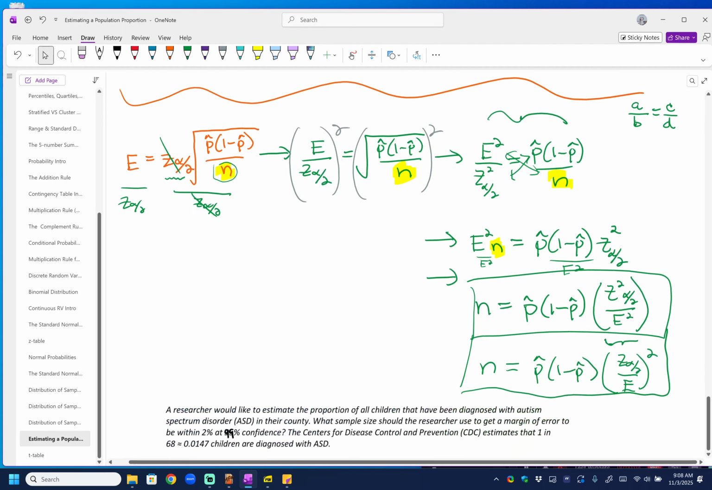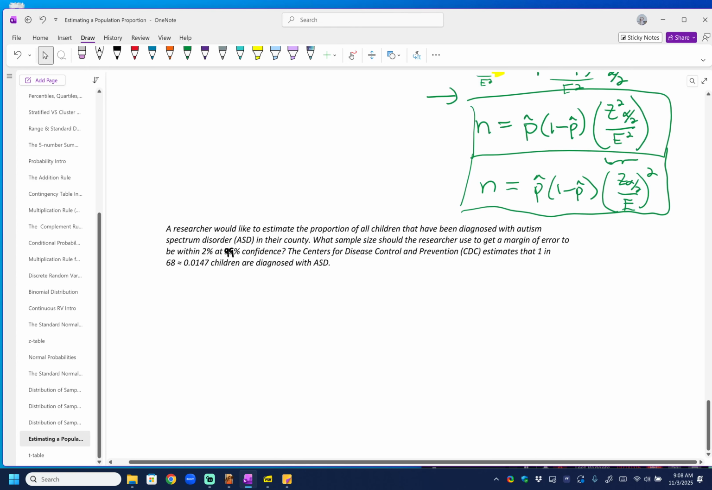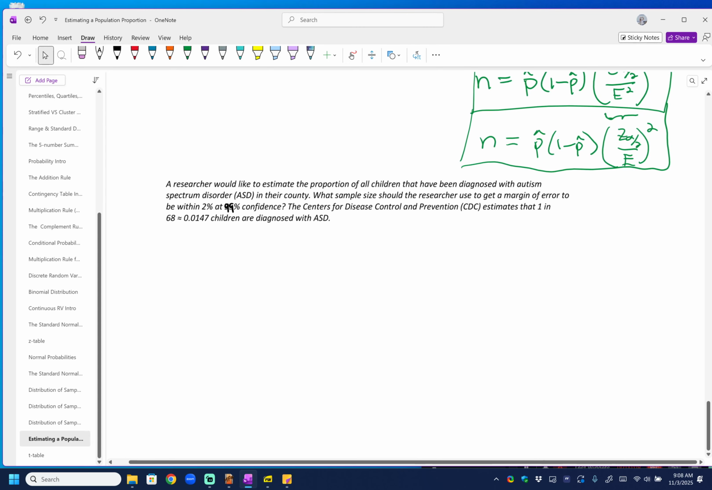It says a researcher would like to estimate the proportion of all children that have diagnosed with autism spectrum disorder, ASD, in their county. What sample size should the researcher use to get a margin of error to be within 2% at 99% confidence? The CDC estimates that 1 in 68, or 0.0147 children, are diagnosed with ASD.